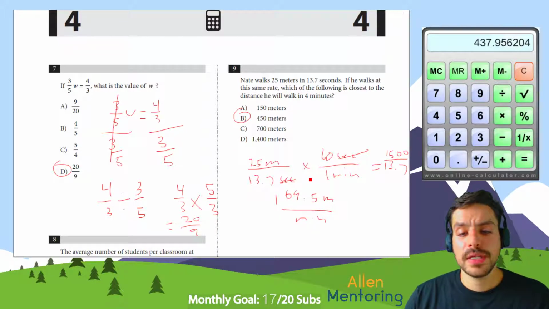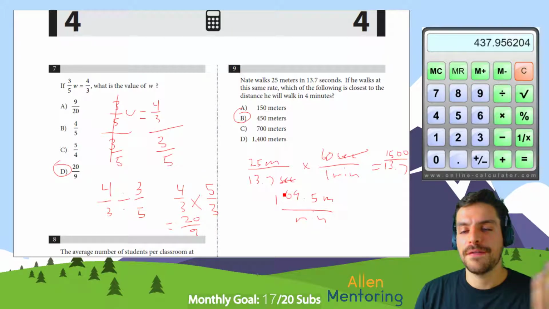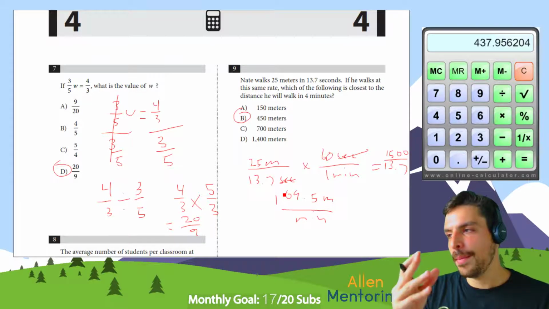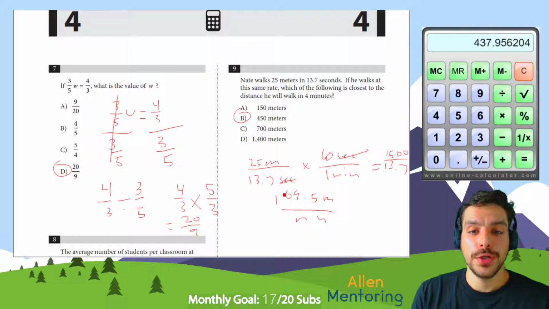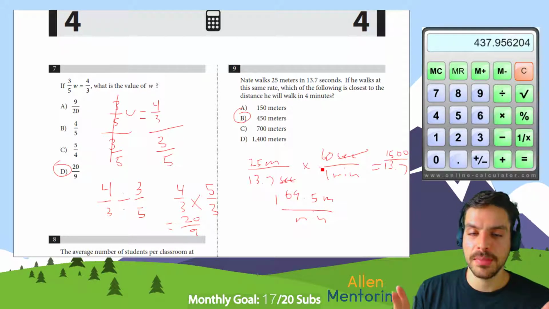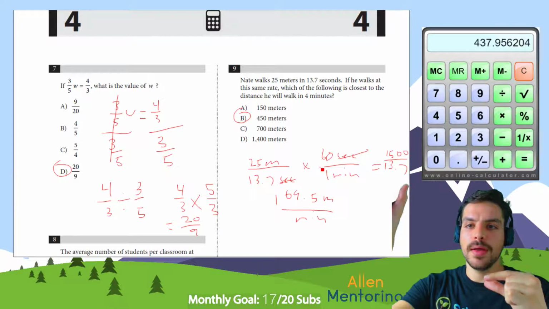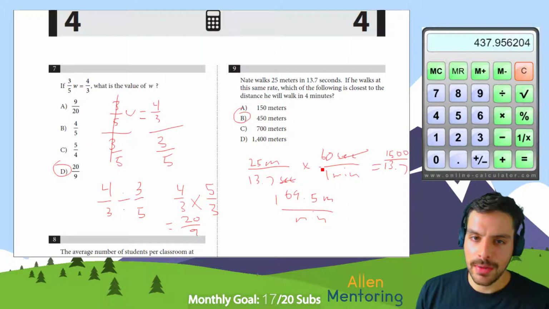This method is actually really useful for all sorts of rate problems. If you have to convert feet per second into miles per hour, you could use a very similar rate fraction multiplication system. Just make sure that the units you want cancel out diagonally. Put them in such a way that they'll all cancel out diagonally.